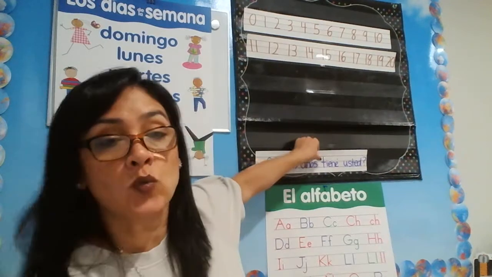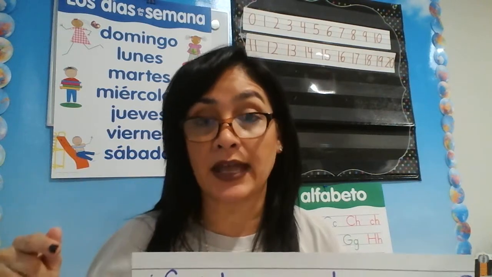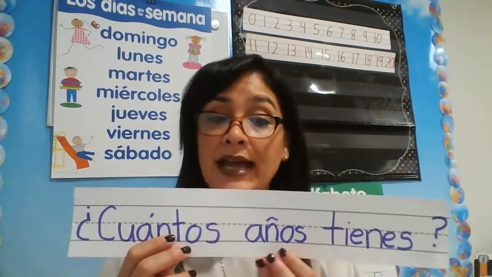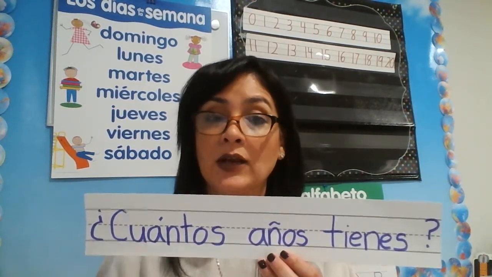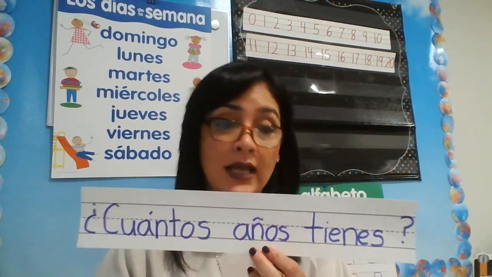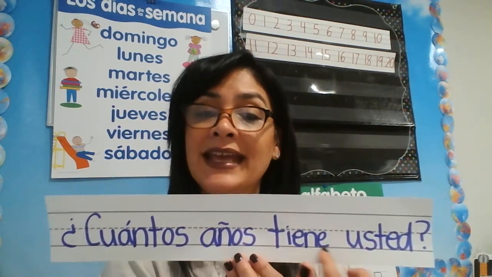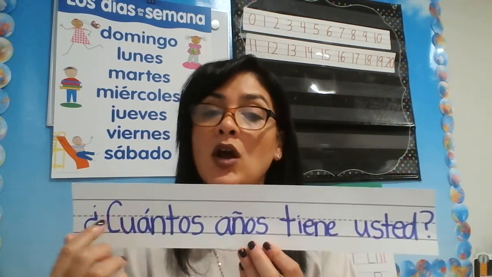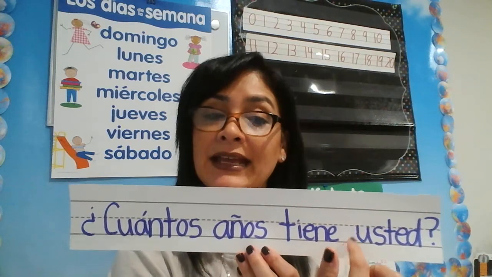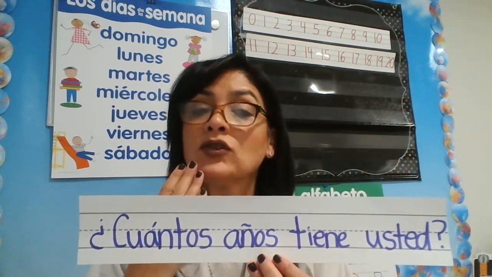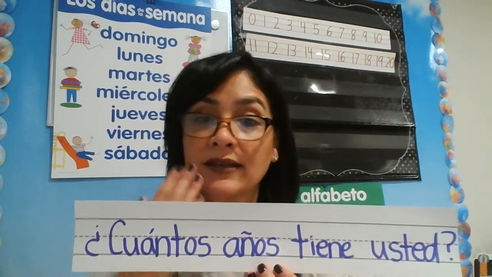Second grade, you're going to learn right now, if you want to ask an adult their age, remember we talked about tú and usted. Tú is the question we just asked. That's a question you can ask people that you can call by their first name. We called it informal, okay? If you want to ask an adult their age, you need to ask it saying this. ¿Cuántos años tiene usted? Repite. ¿Cuántos años tiene usted?